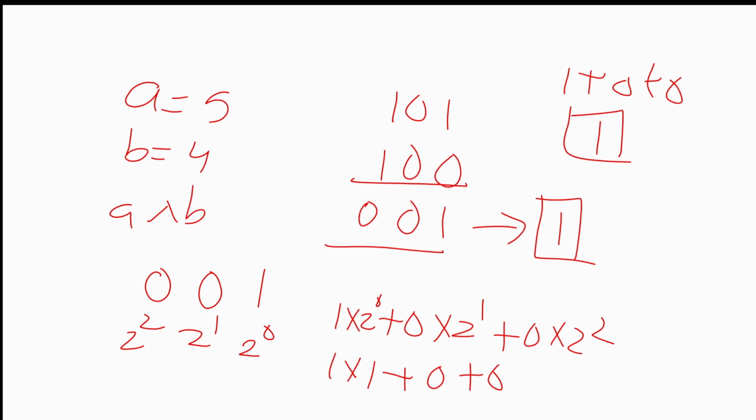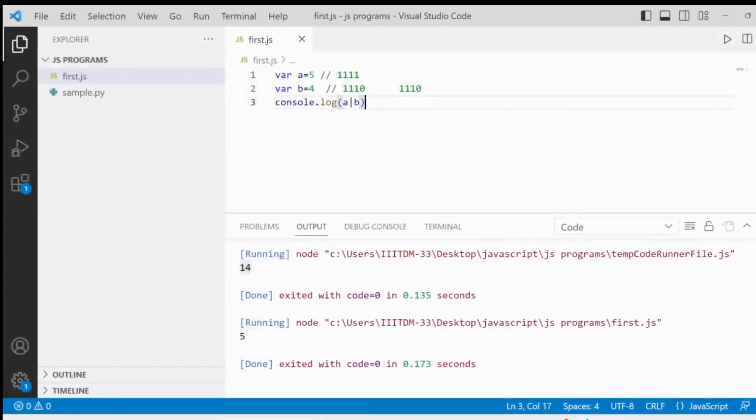If you want to verify, let me write a program and discuss it with you all. A value is equal to 5, B value is equal to 4, and I am writing console.log A exclusive OR B. Let me save this program and execute it. See, as I said earlier, we got the output as 1.